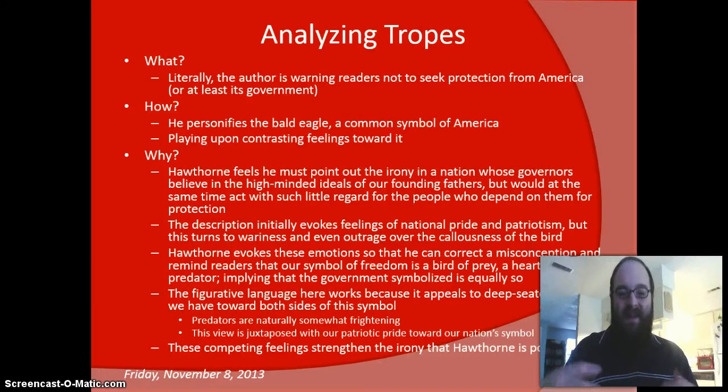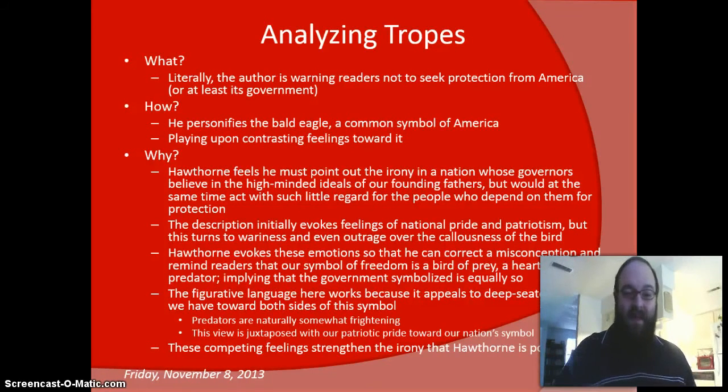And so by juxtaposing these contradicting feelings, our national pride with our fear of this thing, that strengthens the very irony he's pointing out, that although we'd like to believe that our government is out for our best interests, when push comes to shove, they're just as likely to fling us out of the nest off the cliff if it doesn't suit their politics.